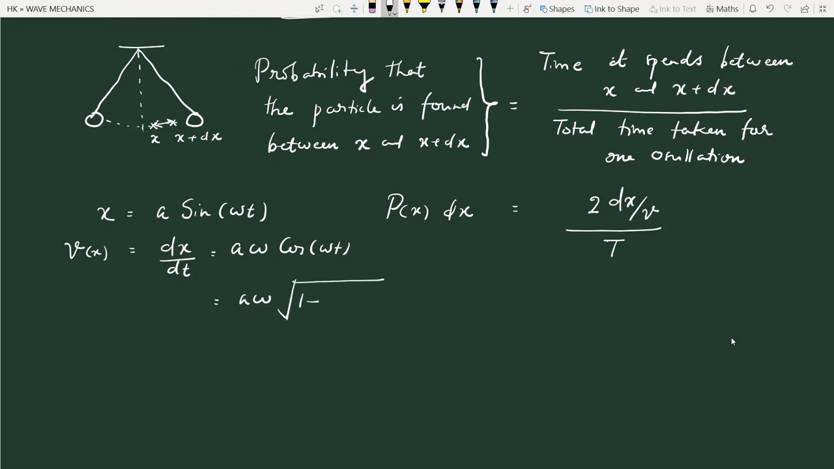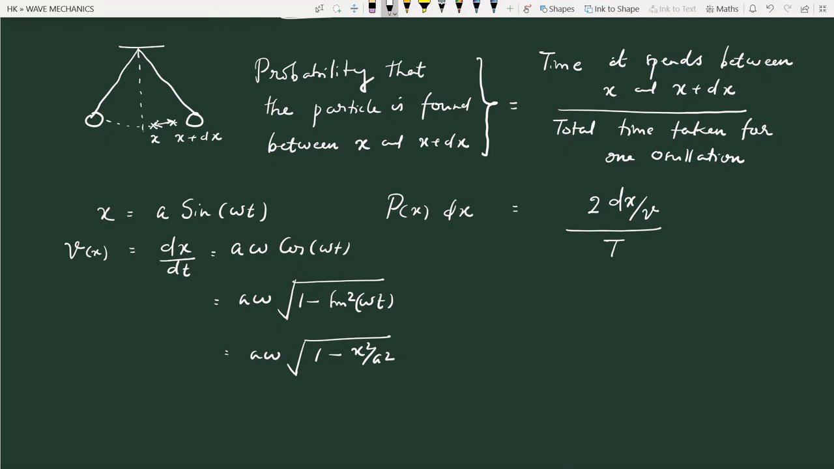You can write cos omega t as square root of 1 minus sine square omega t. So that's equal to a omega square root of 1 minus sine square omega t. Look at the first expression, x equal to a sine omega t. So sine omega t you can write as x by a. I am trying to write the velocity as a function of x. So sine square omega t becomes x square by a square.